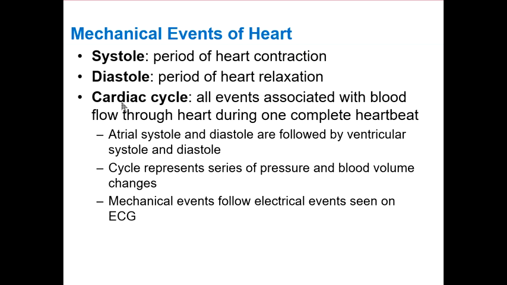So the cardiac cycle, as a definition, is all the events associated with blood flow through the heart during one complete heartbeat. And of course the heart beats many times a minute, so we're just looking at one heartbeat cycle in the cardiac cycle. So we'll have an atrial systole and diastole, then we'll have a ventricular systole and diastole in one cardiac cycle. So the atria and ventricles contract and relax independent of each other.